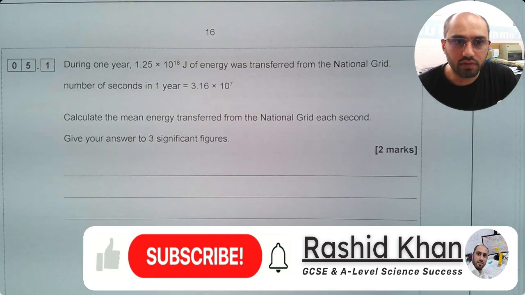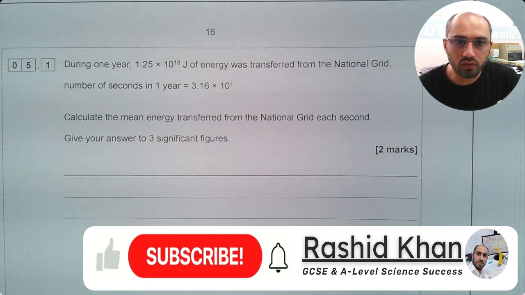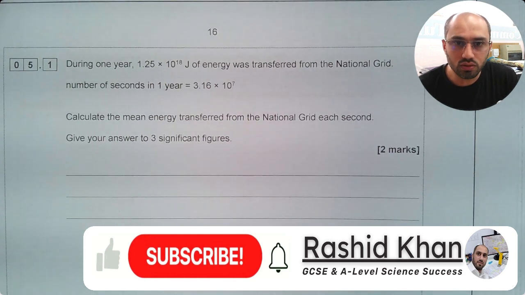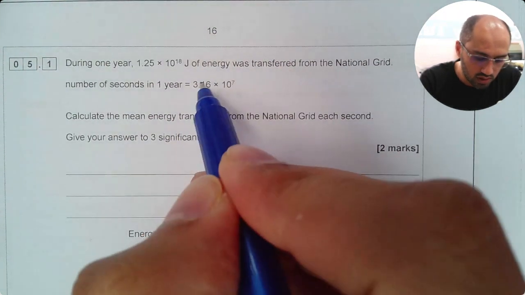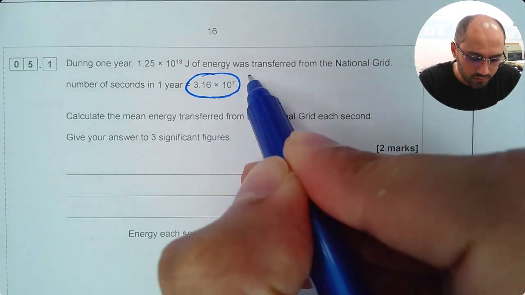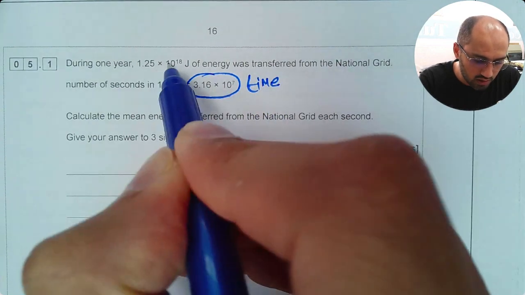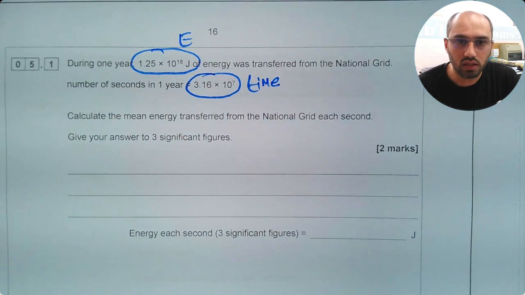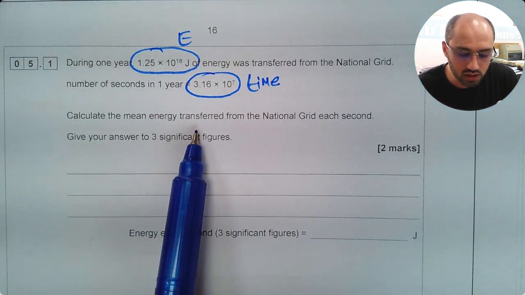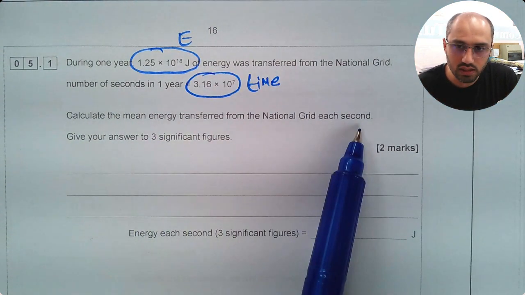Question number 5. During 1 year, 1.25 times 10 to the power of 18 joules of energy was transferred from the national grid. Number of seconds in 1 year is given to us as this is the value of time, and this is the amount of energy that was delivered in 1 year. It says calculate the mean energy transferred from the national grid each second.